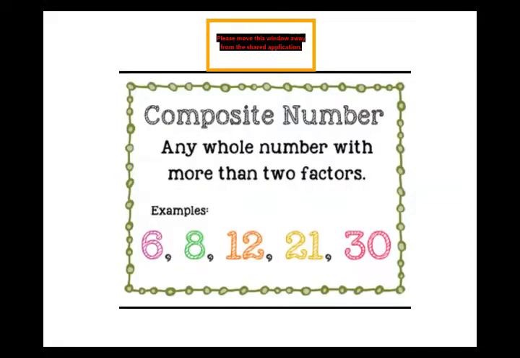Now, composite number. Any whole number with more than two factors. So, as we all know, a prime number has two divisors, but a composite number has more than two divisors. As you can see in the examples 6, 8, 12, 21, and 30, all of these are composite numbers. How? If we find the divisors of 6, the divisors of 6 are 1, 2, 3, and 6. So the divisors are more than 2. There are 4 divisors. That's why we call the number 6 a composite number.